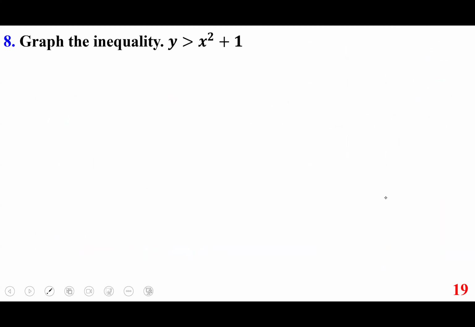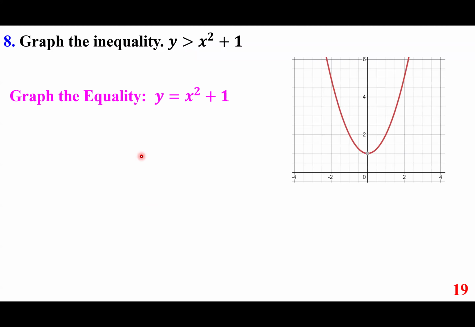All right, for a graph of this inequality, y larger than x squared plus 1, it works the same manner. You have to go with the equality first, and y equals x squared plus 1. As you know, y equals x squared is a parabola at 0, 0, plus 1 goes up, and the y-intercept would be 0, 1. So it looks like that. Again, this one is 0, 1, everybody, okay?